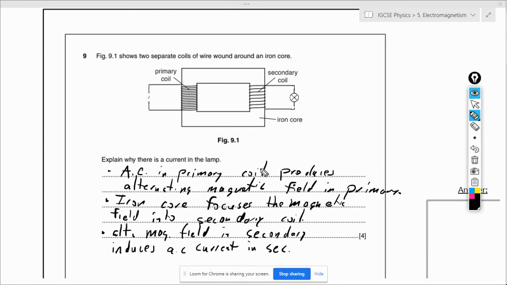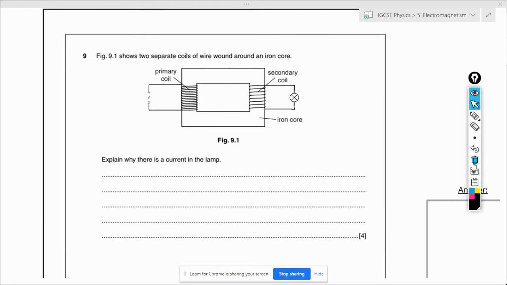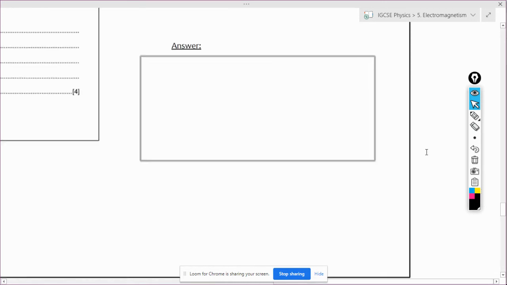Okay, so let's see how many marks we would get for this answer. I'm going to have to move this over. I might have to erase this. So let's see the answer now. Here's the mark scheme just beneath it, if I'm able to move this over.